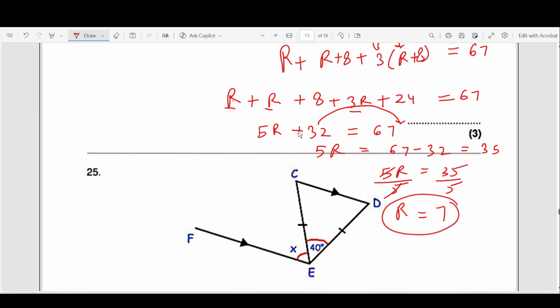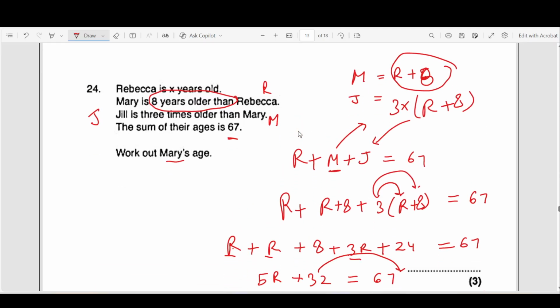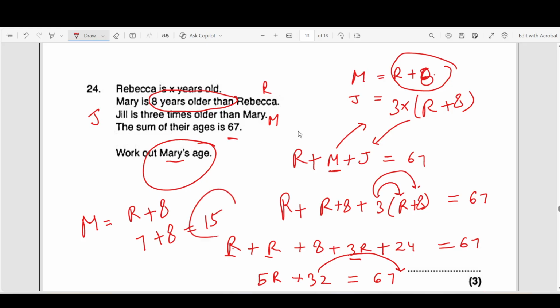Now this is Rebecca's age. We need to find Mary's. Mary's is R plus 8, and R is 7. So R plus 8, this is the age of Mary. R is 7, 7 plus 8, which is 15. So she is 15 years old, right?